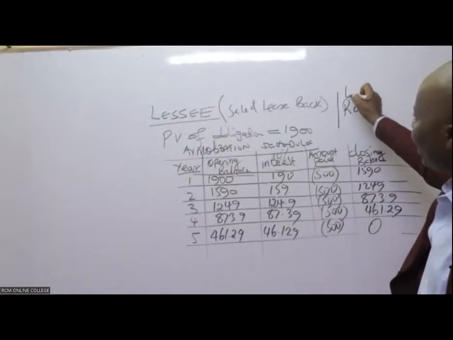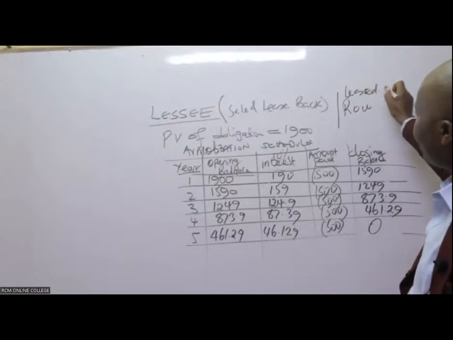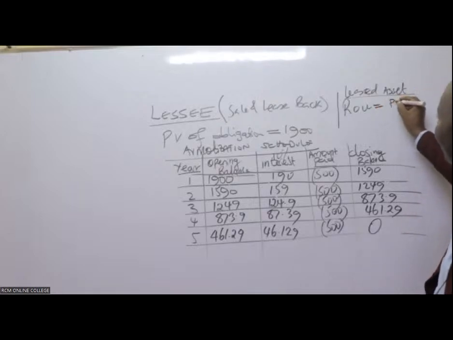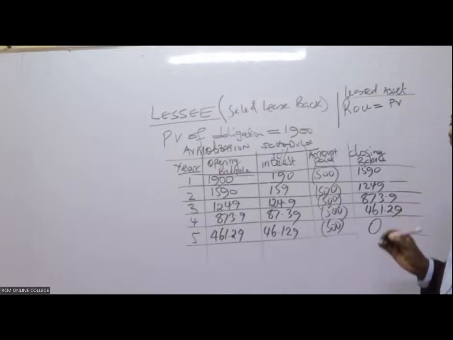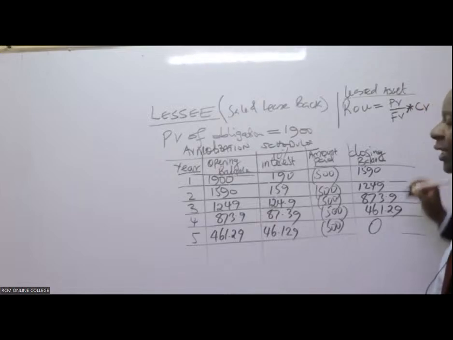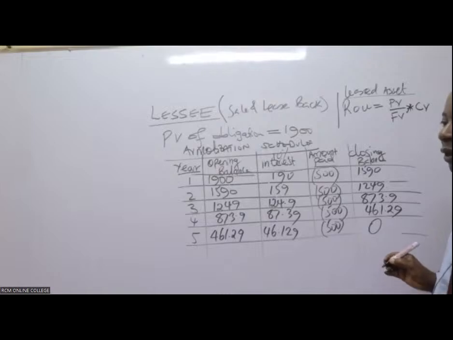So the asset, the lease asset we shall recognize is called right of use. For us to get this right of use, ladies and gentlemen, we shall take the present value of this obligation, then divide it by the fair value. This is the proportion. Then we multiply this with the carrying value of the asset.